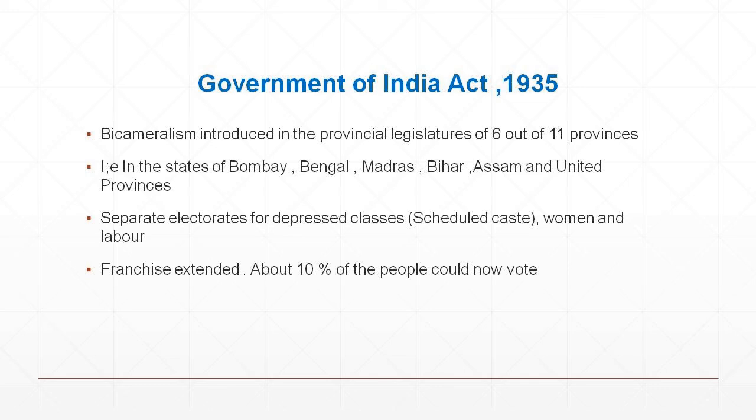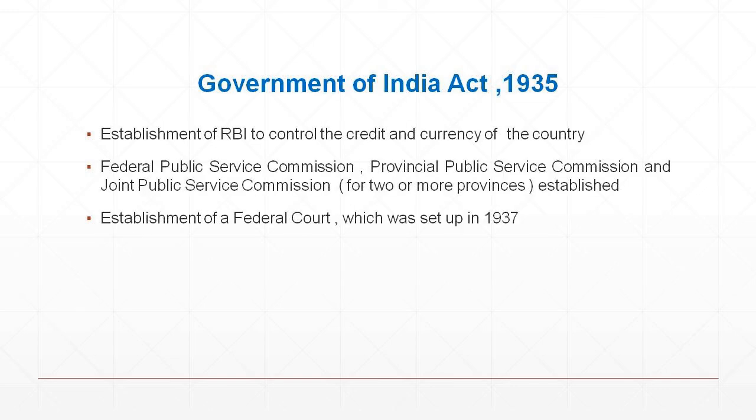Seventh, it extended the franchise. About 10% of the total population got the voting right. Eighth, it provided for the establishment of a Reserve Bank of India to control the currency and credit of the country.